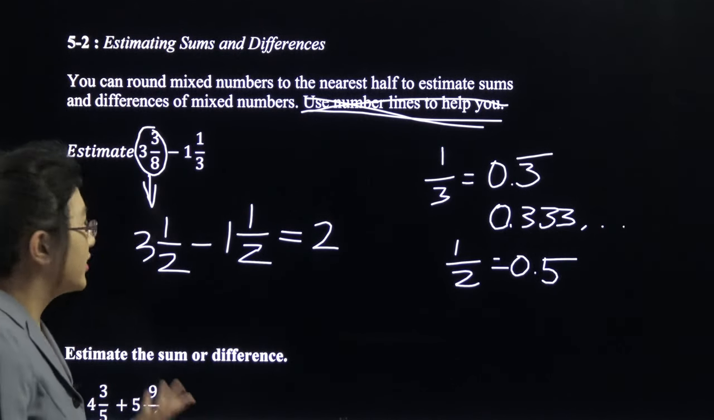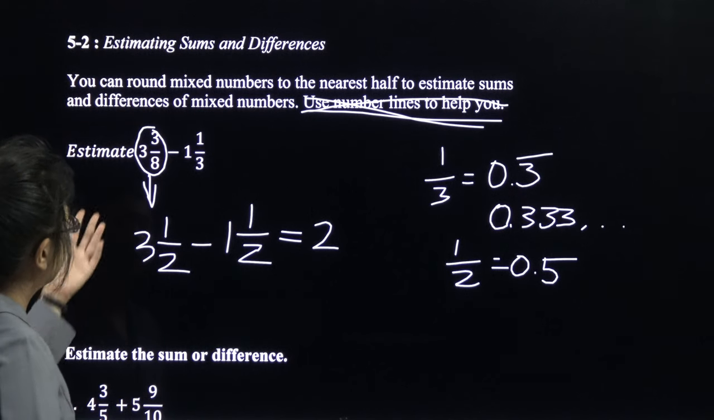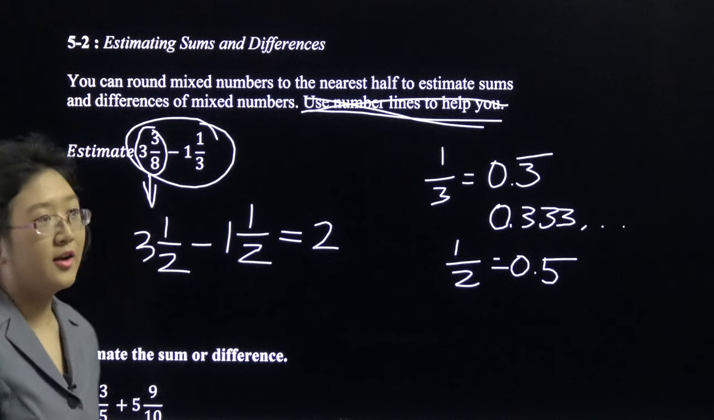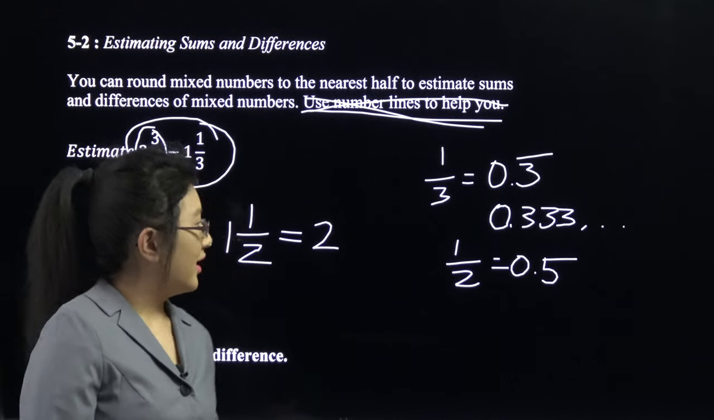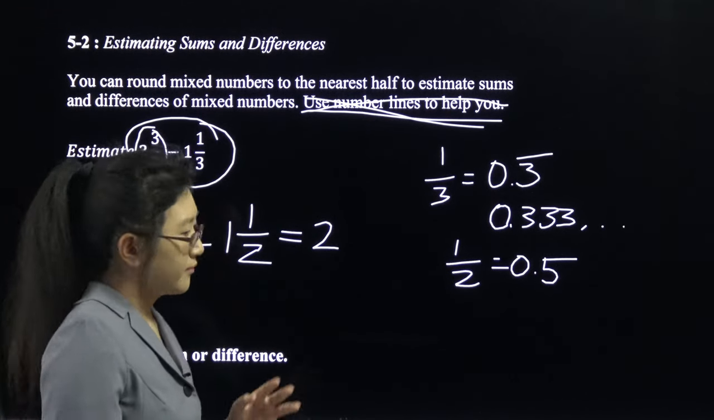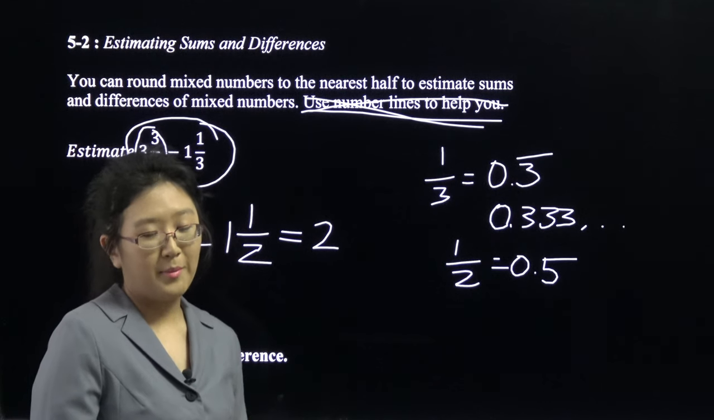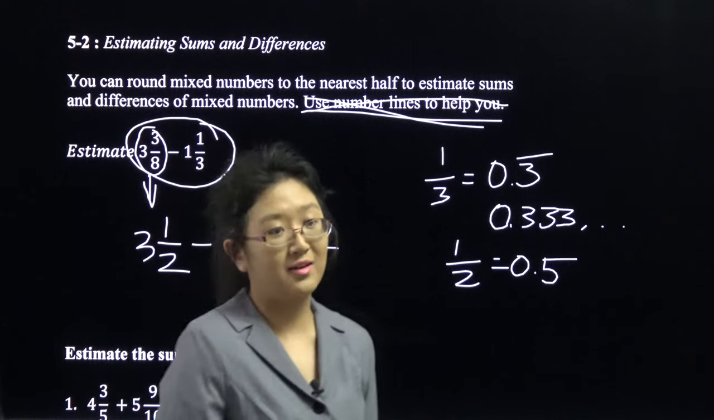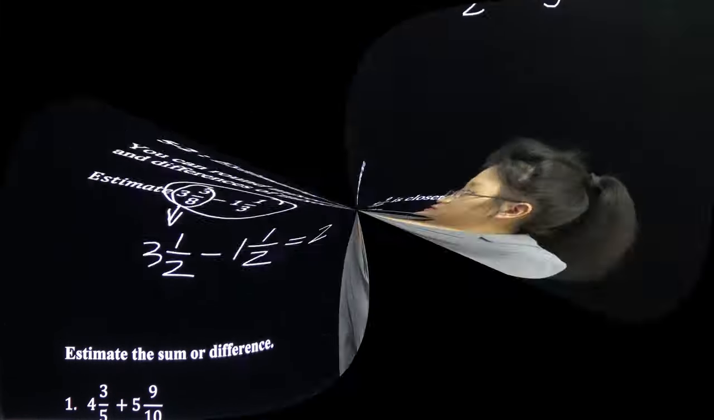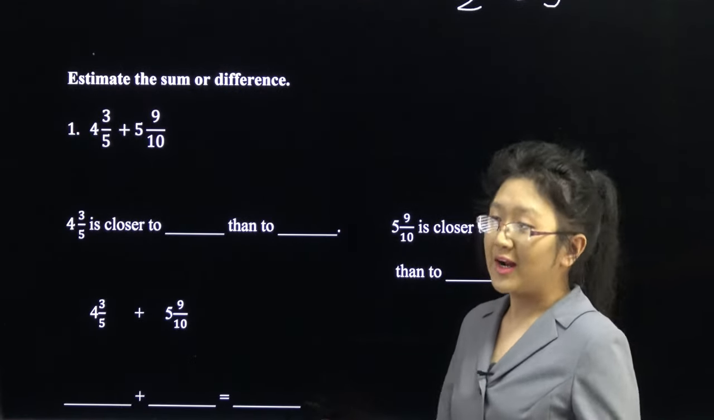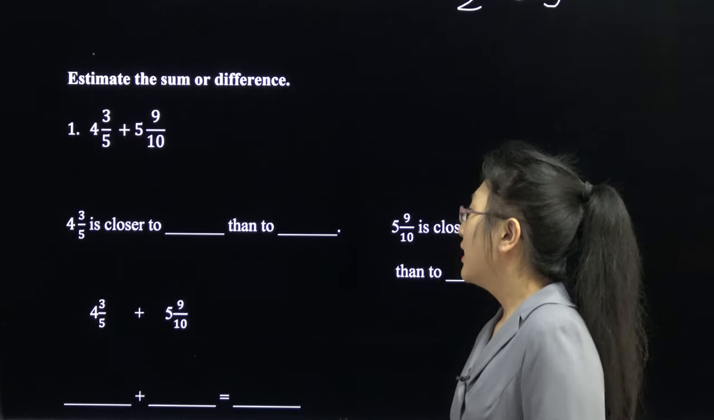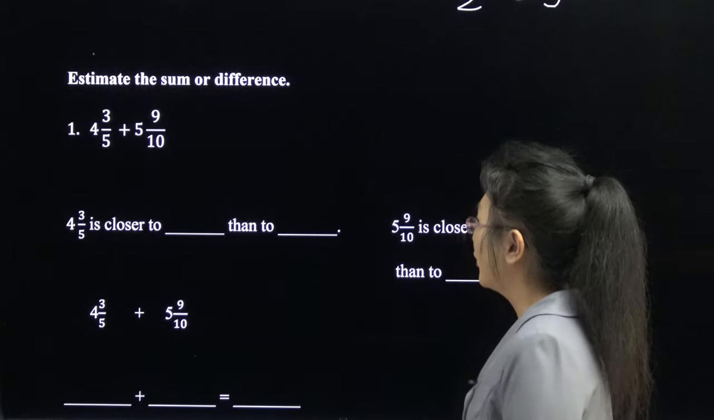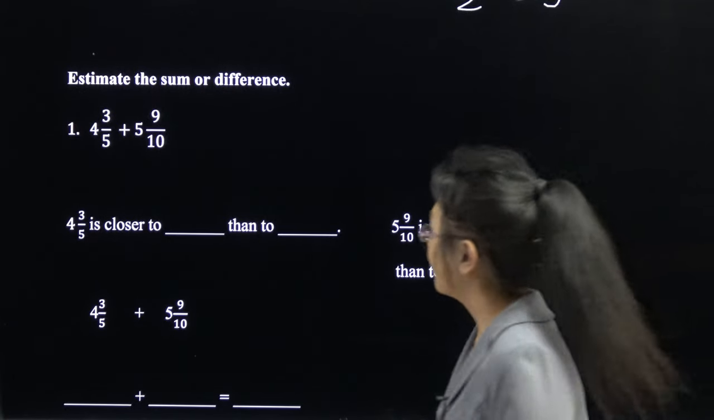Now, if we actually want to find the exact value of this mathematical sentence right here, we're going to have to find the common denominators and all that. But right now we're on estimating. So let's continue to estimate and do some practice problems. The first practice problem over here gives you a bit of a step-by-step process, to spoon feed you how to do it.